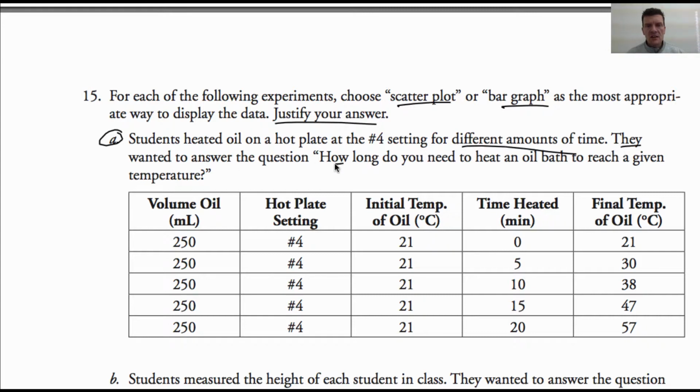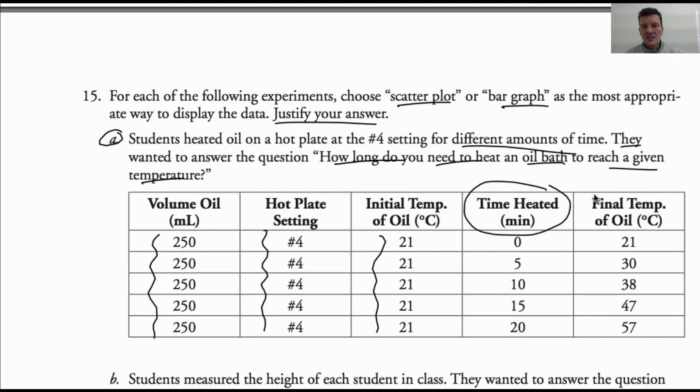They wanted to answer the question, how long do you need to heat an oil bath to reach a given temperature? Notice this is your variable that is not changing, so I guess it's not really a variable, but this is a constant volume. You don't want to change that. The hot plate setting is always at 4, and the initial temp is the same all the way through, because all you want to determine is whether there is a relationship between these two variables, time of heating and the final temperature of the oil. Well, hopefully there is an obvious conclusion here.